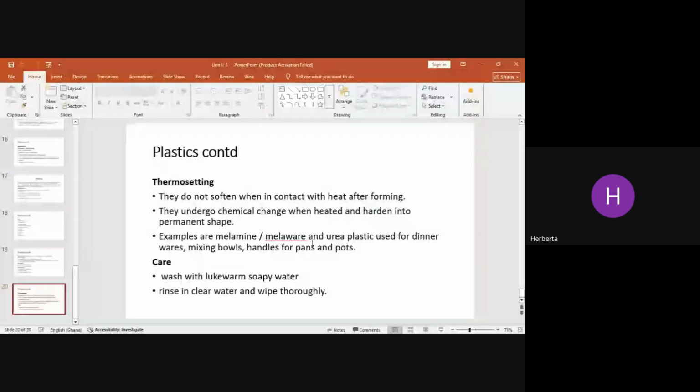Then we have the thermosetting plastics. These thermosetting plastics are the hard plastics that are very hard. When they get into contact with heat, dry or moist, they don't melt easily. They can form or change into permanent shapes. Examples of these are melamine or melaware. What is the local name for melamine or melaware plastics?